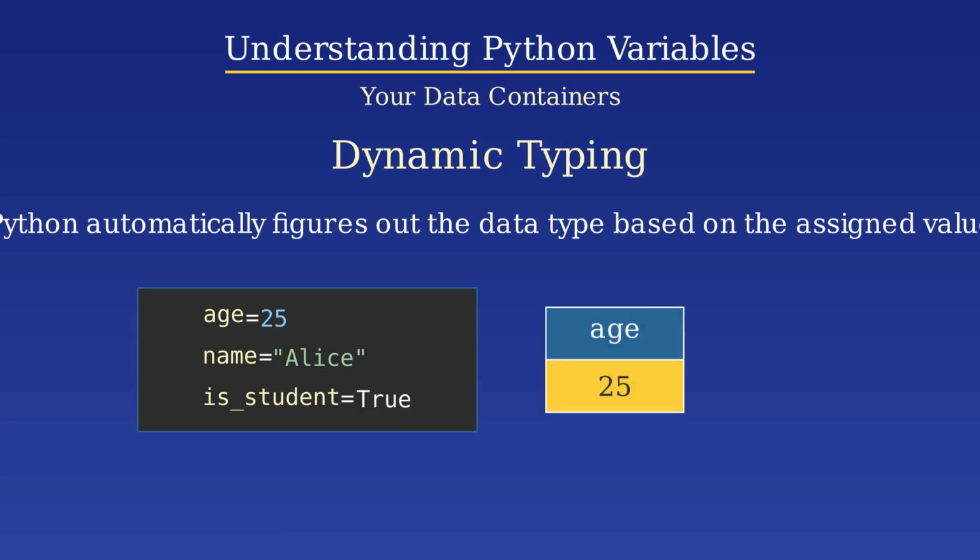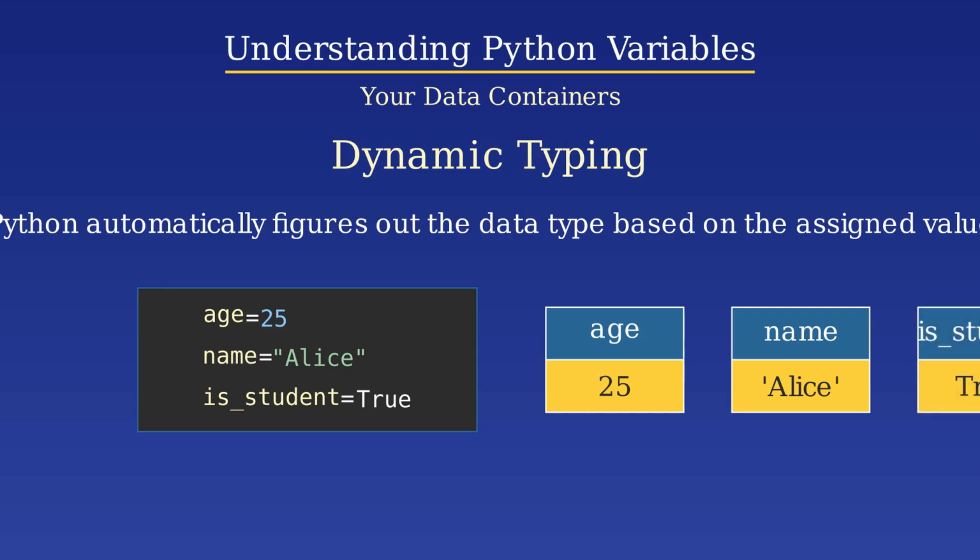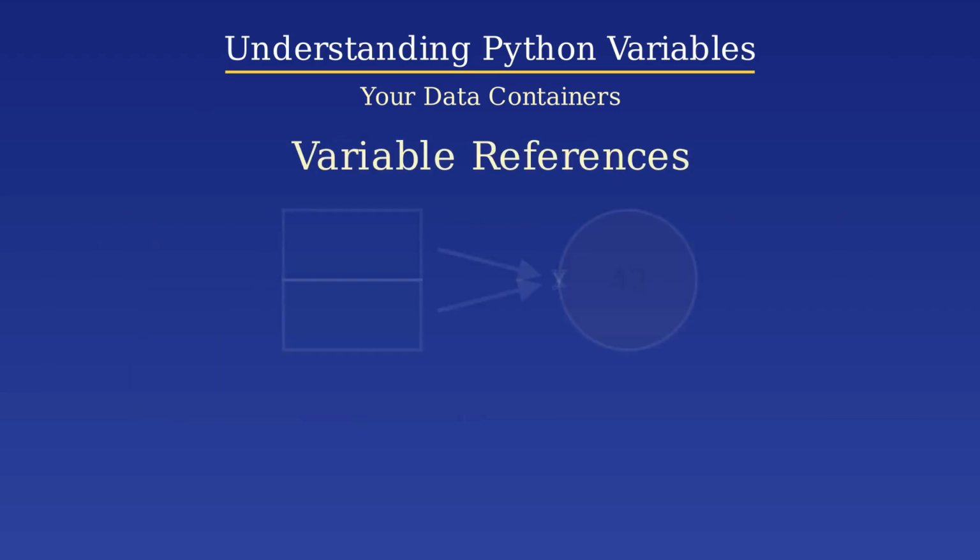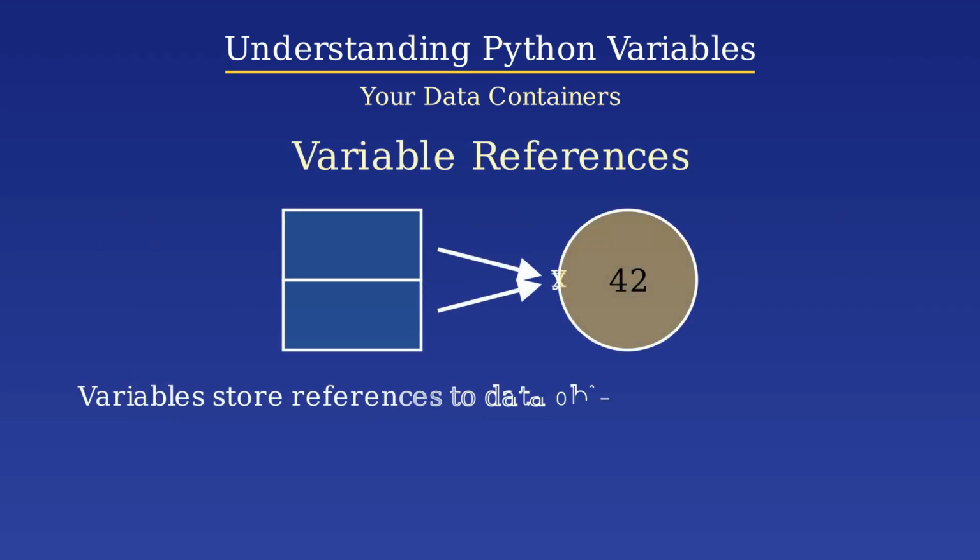For example, if you write age equals 25, Python knows that age is an integer, or a whole number. Similarly, name equals Alice tells Python that name is a string, which is text data. And isStudent equals true creates a boolean variable, which can only be true or false. In Python, variables don't actually store the data itself. Instead, they store references to data objects in memory.